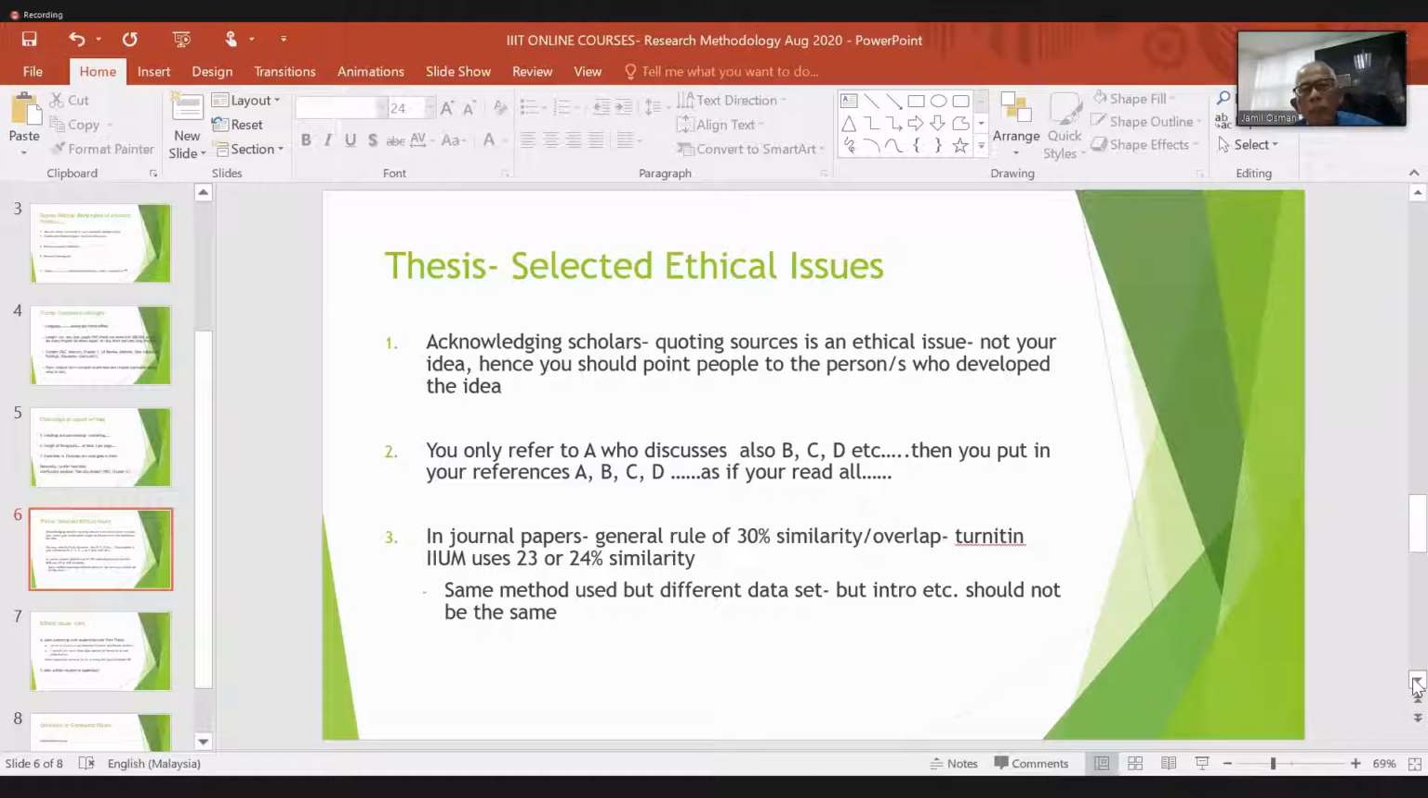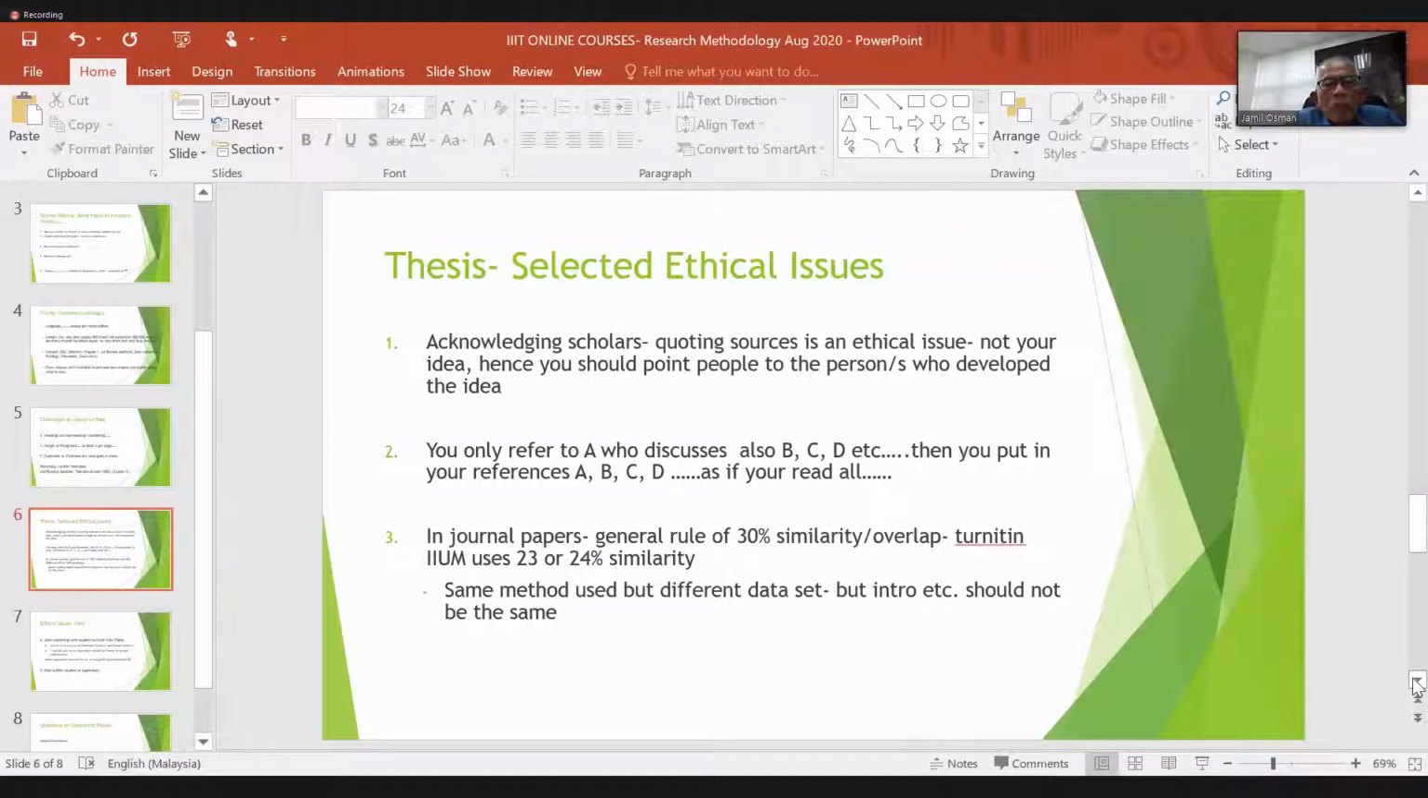But when you present the paper, when you write the paper, make sure you don't have the same introduction, the same literature review, the same method, and then only your data set is different, and then your reading is different, your discussion is different. You must be able to mix that intro as well. Yeah. Why? Because journals will always look at this 30% rule.